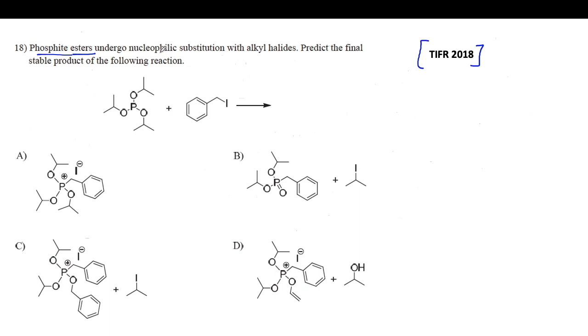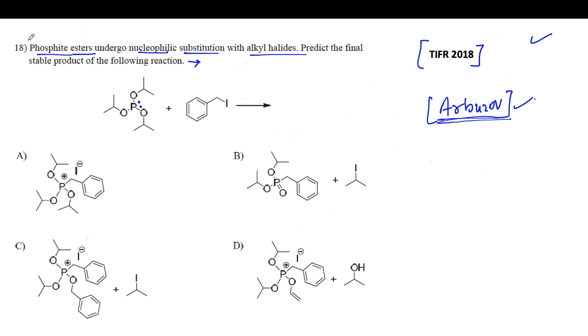Phosphite esters undergo nucleophilic substitution with alkyl halides. Predict the stable product of the following reaction. Okay, you might get confused looking at this combination, but if you know this reaction, you'll do it in 1 minute, right? And I'll just paste the link somewhere over here. We have done this reaction already. Michaelis-Arbuzov phosphonate ester synthesis.